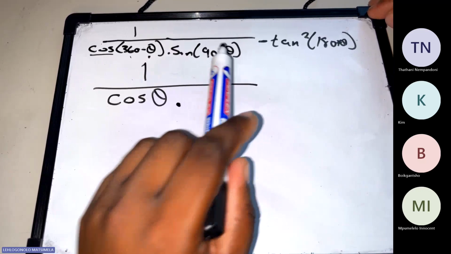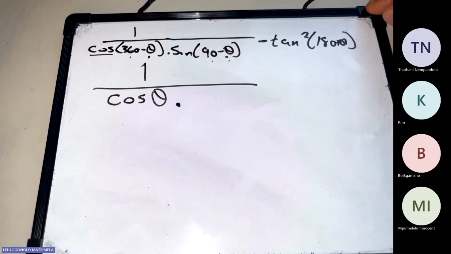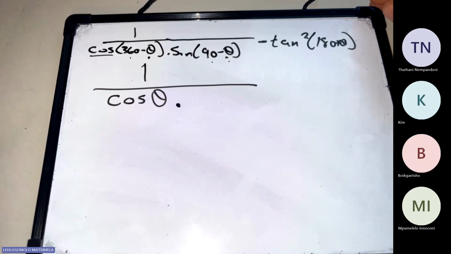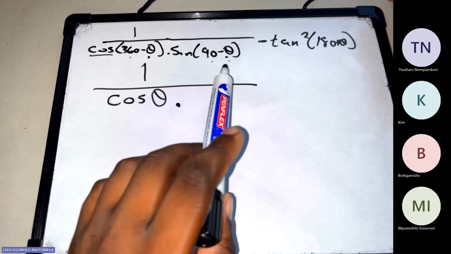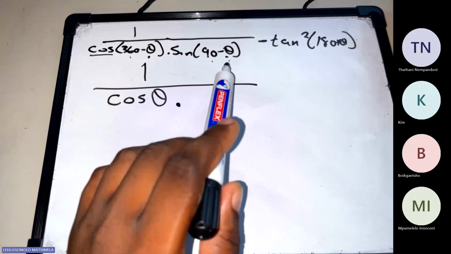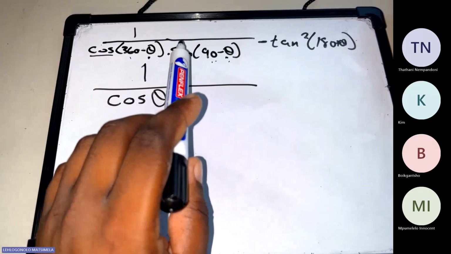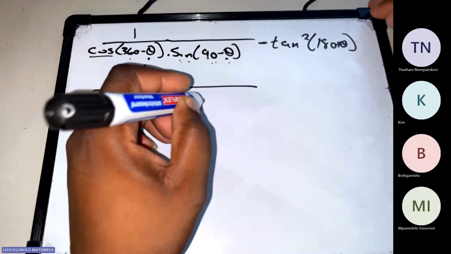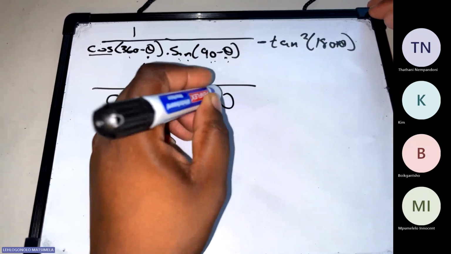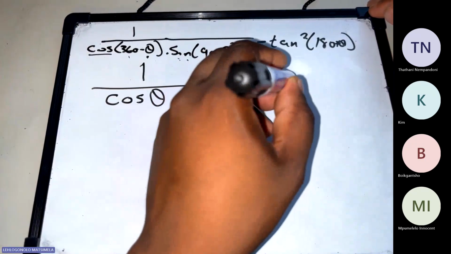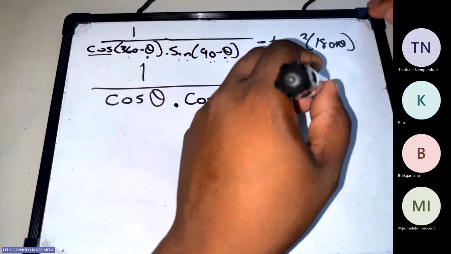So 90 minus, remember what, the cofunction. Cofunction meaning the sine has to change into cos. But then 90 minus, which quadrant? Quadrant number 1. In quadrant number 1, cos, sine and tan are positive. And then the sine changes to become cos. Then all in all minus tan to the power of 2.